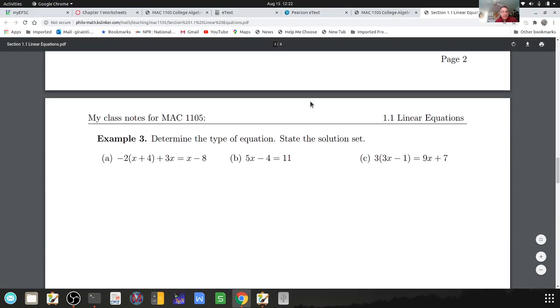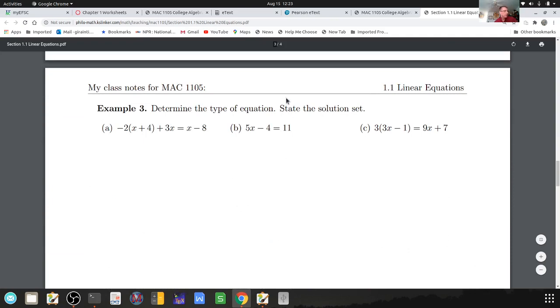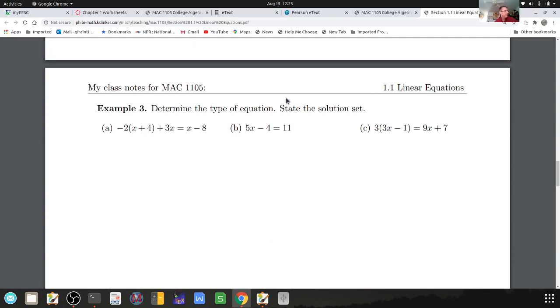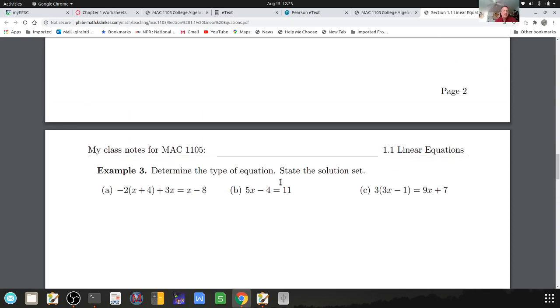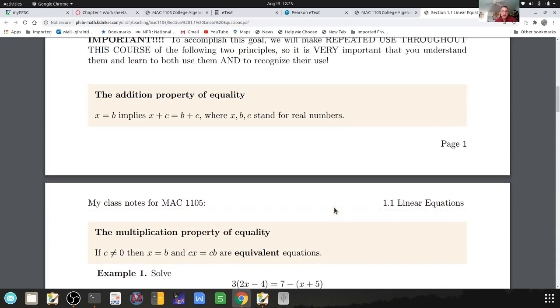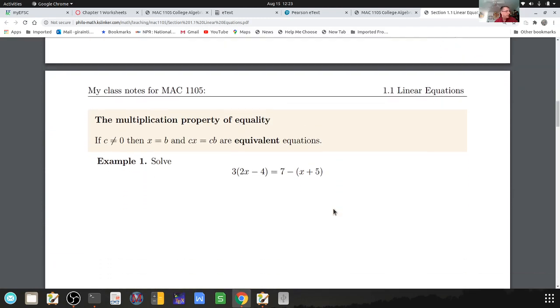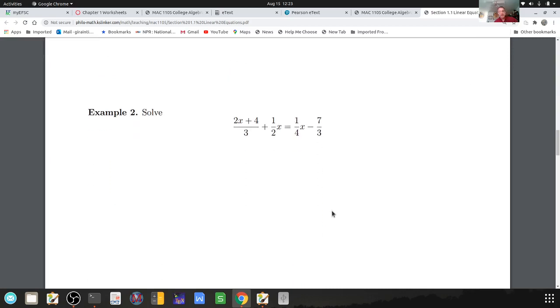So I'm going to skip. I'm not skipping anything, am I? Multiplication property of equality. Did I skip a page here, people? We solved that. 3 times 2x minus 4. Okay.